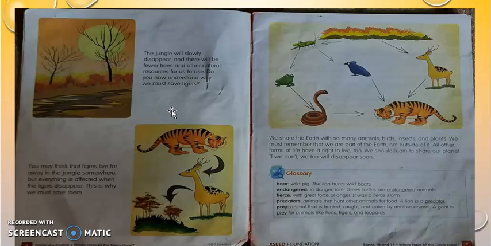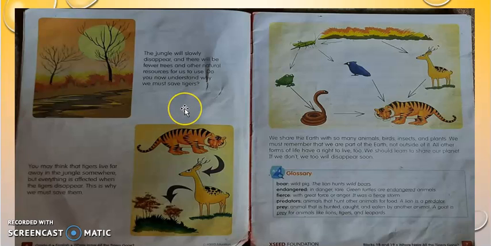And the jungles will slowly disappear. And remember, jungles are a boon for us. If you remember, in our previous story, we learned of all the things that the jungle or the forest gives us. So remember that all those resources are going to go. We're not going to have wood. We will not have food. We won't have flowers, fruits, vegetables, medicine.